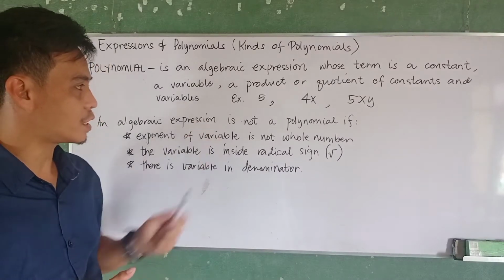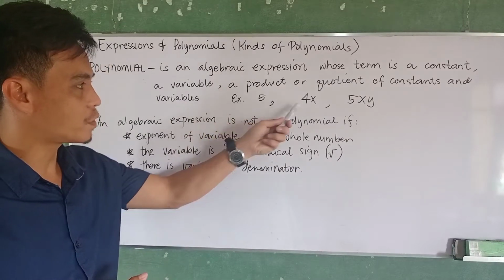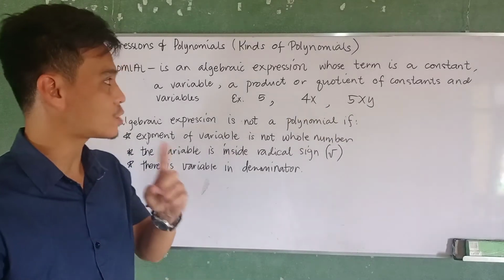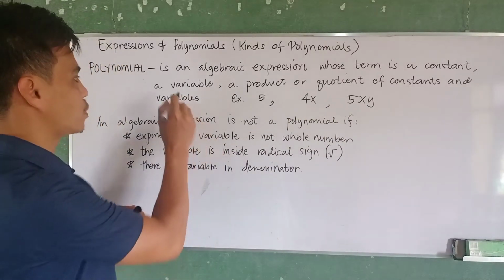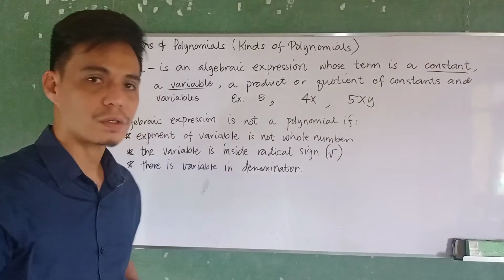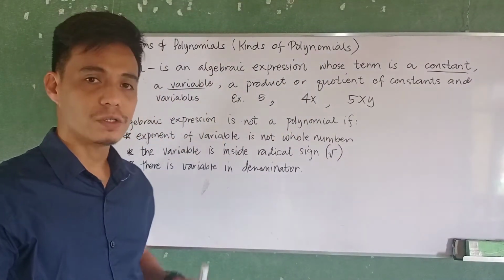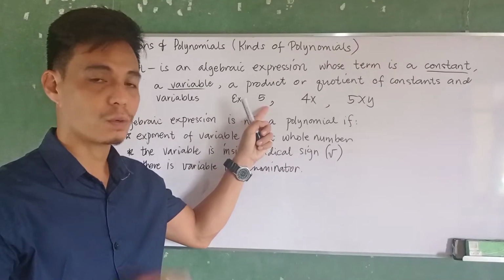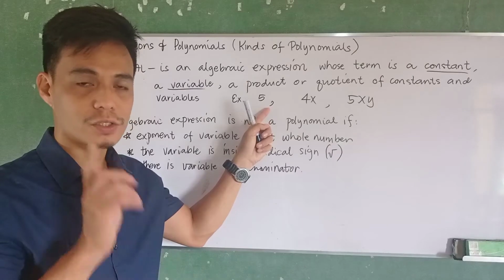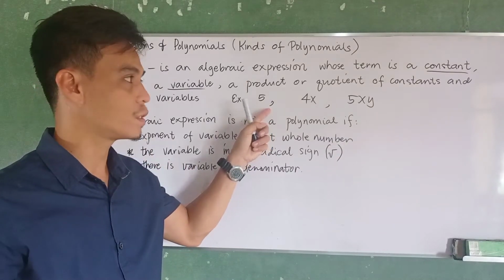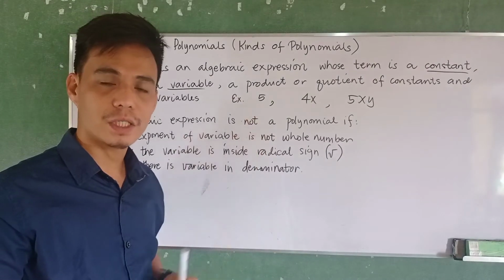So examples I have here, 5, 4x, 5xy. So, laging nasasaad dyan yung constant at yung variable, no? So, yung sinasabing constant natin, guys, is yung number on its own. Numero siya na walang ibang kasama. So, that is constant. 1, 2, 3, 4, 5, 6, 7, so on. As long as it is a number of its own.